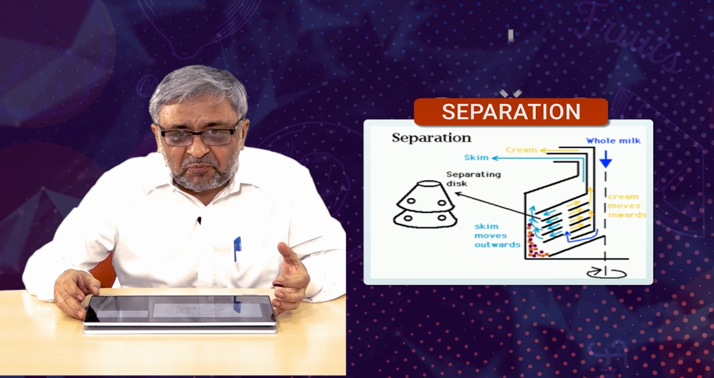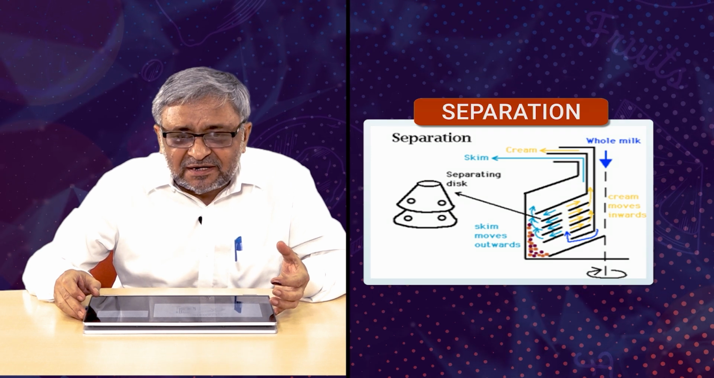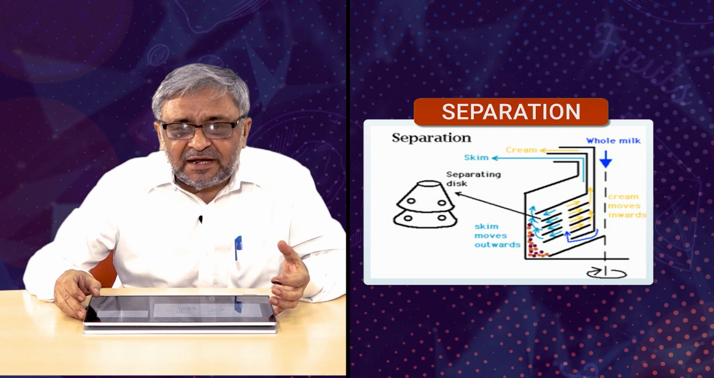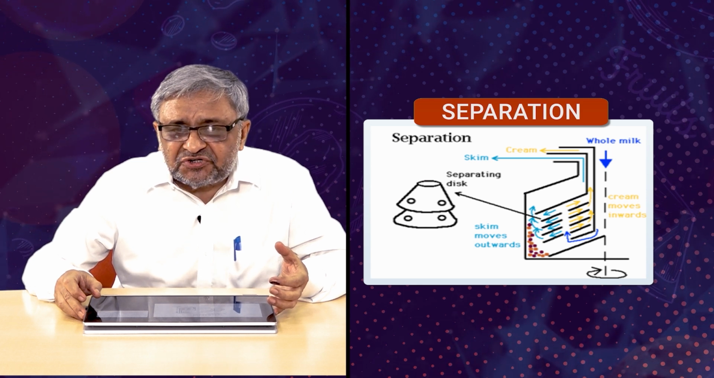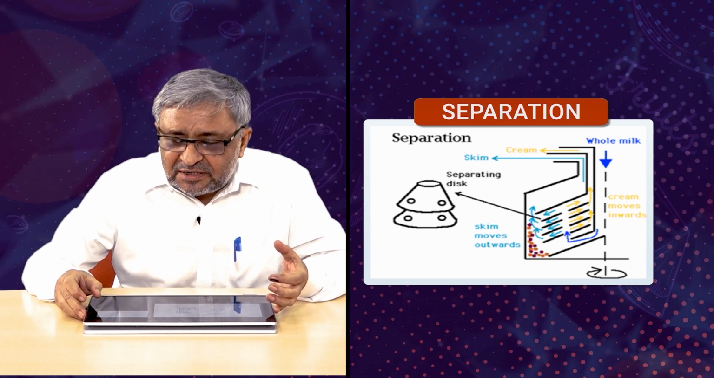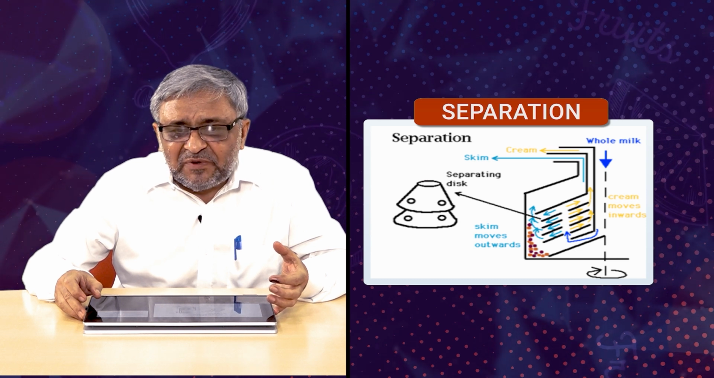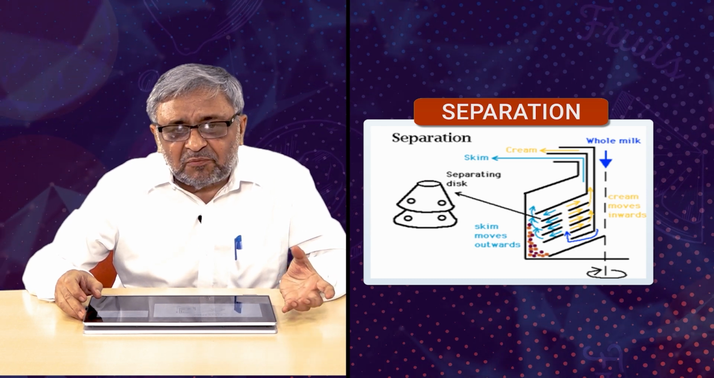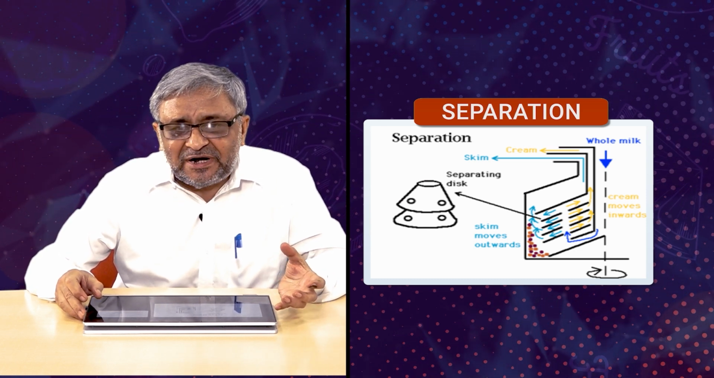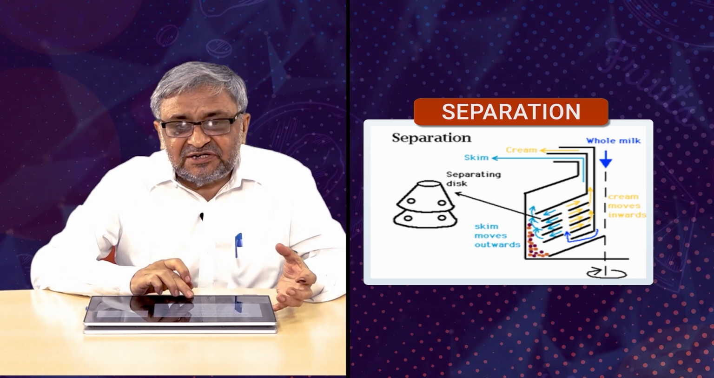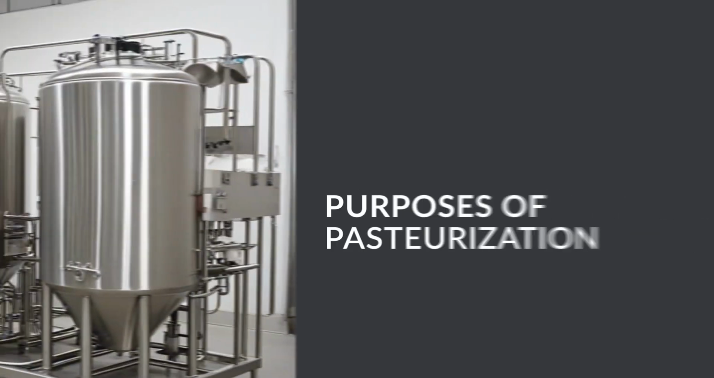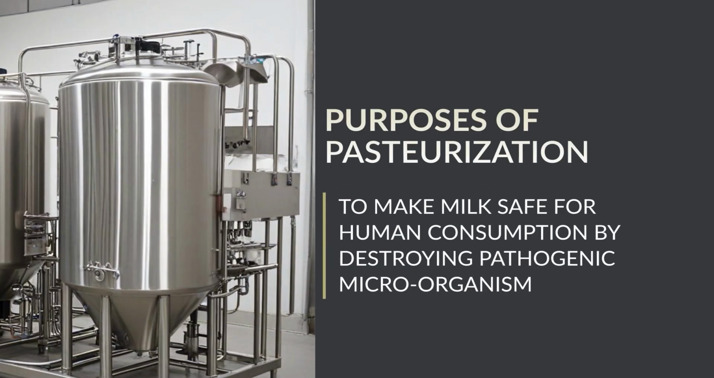Similarly, this is the principle of separation: you take the milk, and we have the discs, and from the discs we get the cream, which is the lighter portion and comes to the center part, and the skim milk, which is heavier, comes to the outer part. So, this is how we separate the milk into cream and skim milk, and it is used for the standardization of the milk.